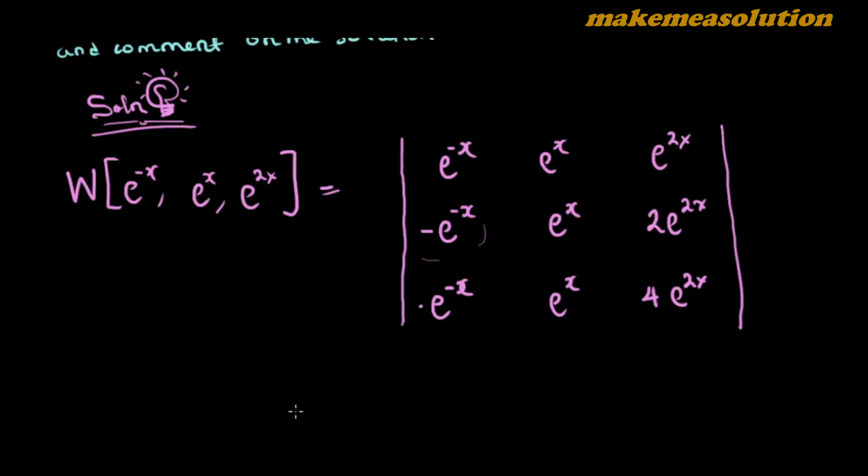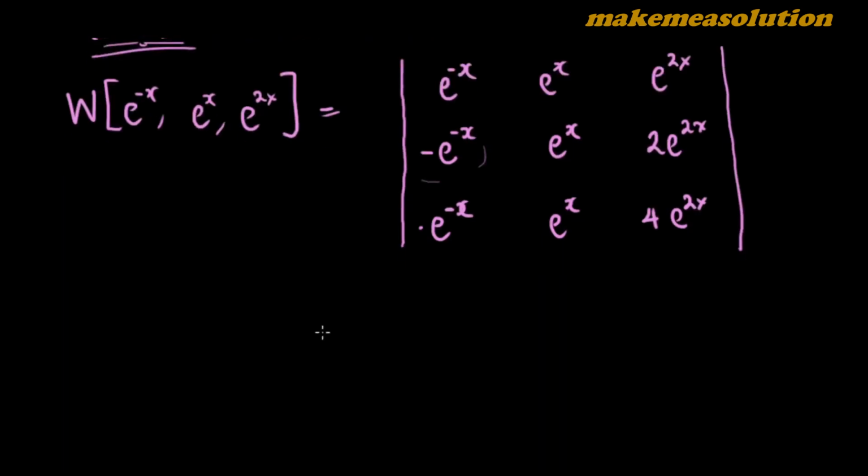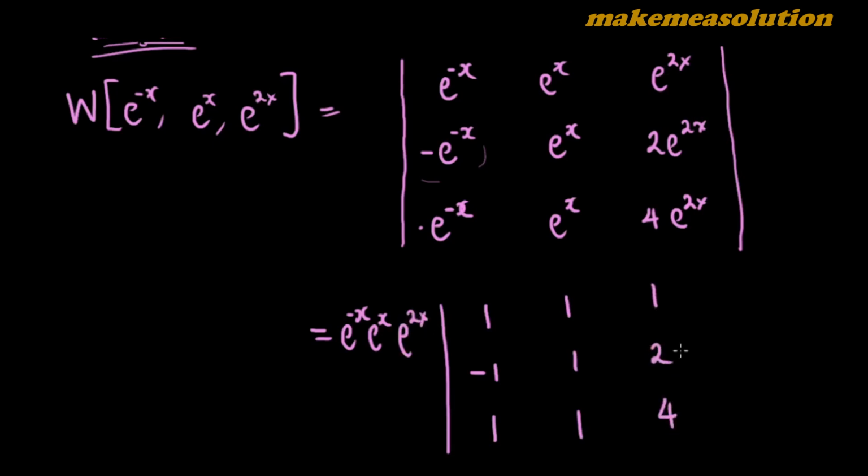Now, to evaluate the determinants, as usual, factor out the things that are common in the respective columns. In the first column, exponential minus x is common, so factoring out, you have 1, minus 1, 1. In the second column, exponential x is common. Factoring out, you get 1, 1, 1. And in the third column, exponential 2x is common. Factoring out, you get 1, 2, 4. Is that okay? 1, 2, 4.